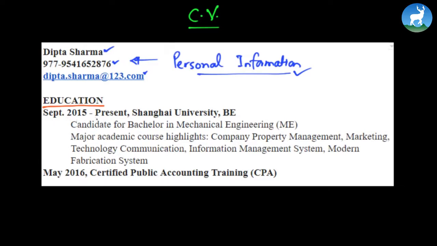So the first education qualification that Deepta Sharma has is that he is a candidate for Bachelor in Mechanical Engineering at Shanghai University. And major academic course highlights: company property management, marketing, technology communication, information management system, modern fabrication system. So these are all technical things. He is going to get a bachelor's degree in mechanical engineering, majoring in subjects like marketing, technology management, modern fabrication system, and things like that. Also, he got another education qualification which is called Certified Public Accounting Training. So he has some knowledge of accounting also.